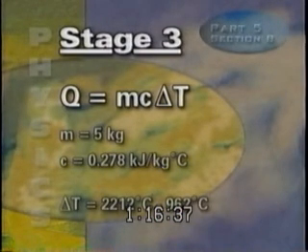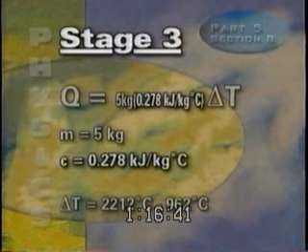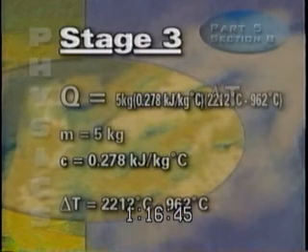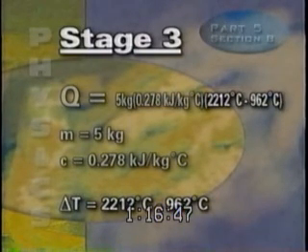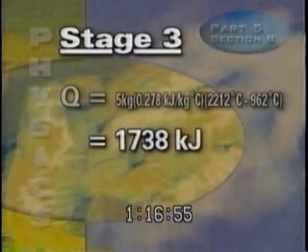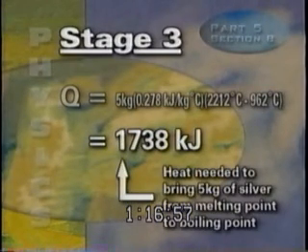So, we plug those into our equation and we get Q equals 5 kilograms times 0.278 kilojoules per kilogram degrees Celsius times the change in temperature, 2212 degrees Celsius minus 962 degrees Celsius. Multiplying all that out, Q equals 1,738 kilojoules, which is the amount of heat it takes to complete stage 3 and raise 5 kilograms of silver from its melting point to its boiling point.